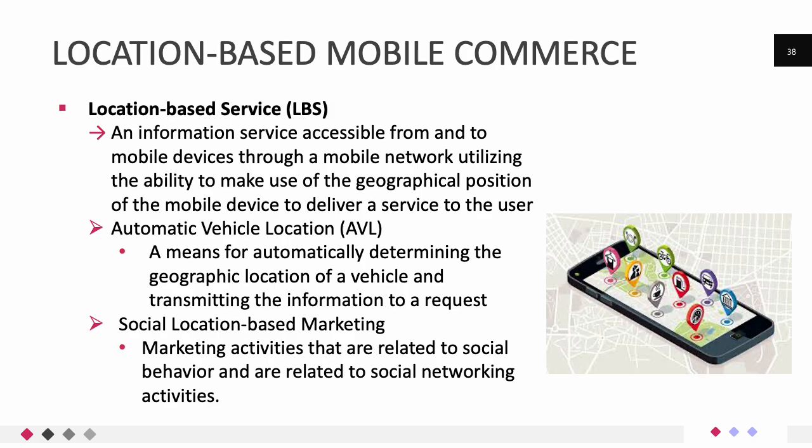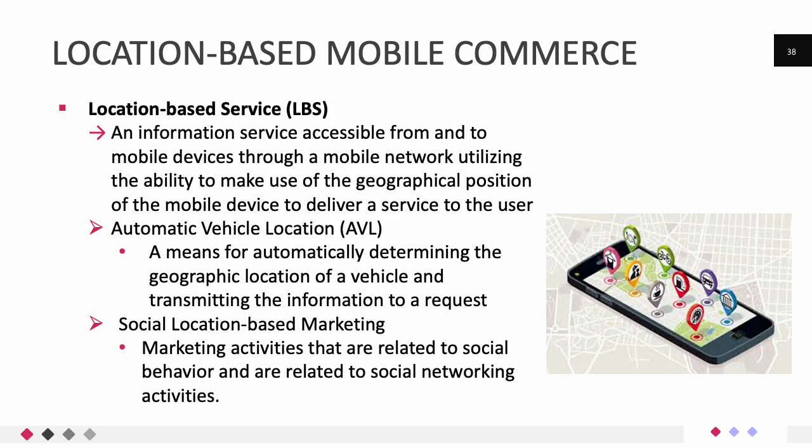A quick example is AVL. AVL is automatic vehicle location. We were talking about Uber Eats and Foodpanda before. You can watch the car or the delivery driver move on the map in real time. So it's called AVL, Automatic Vehicle Location.